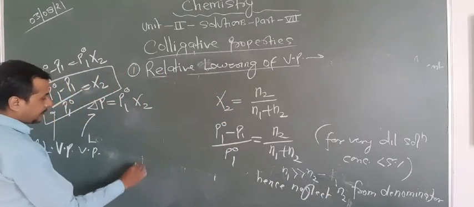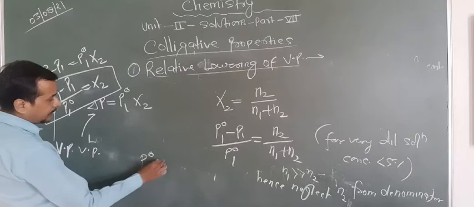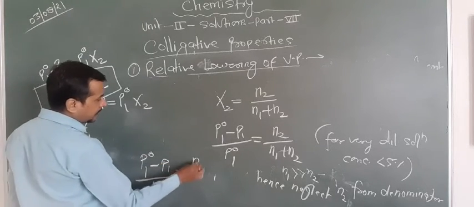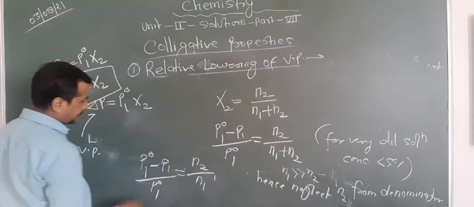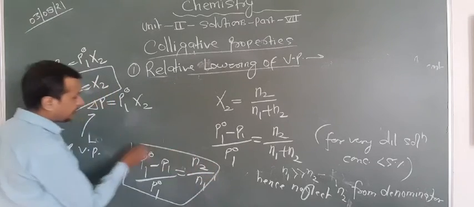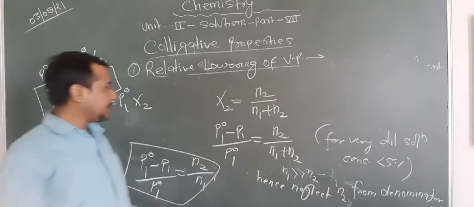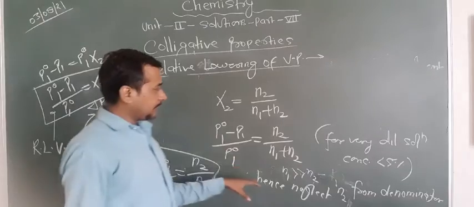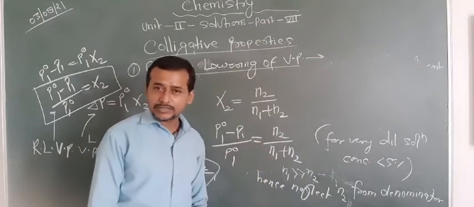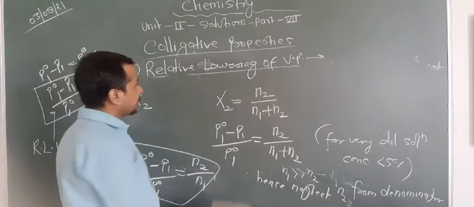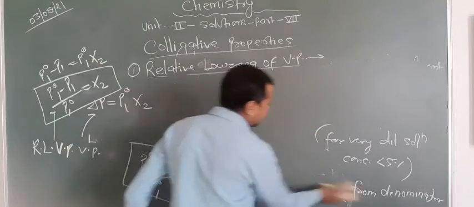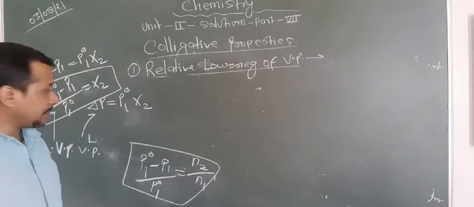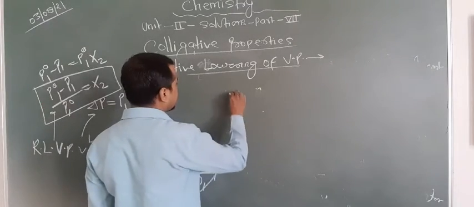So now we get one more formula: P naught 1 minus P1 divided by P naught 1 equal to N2 divided by N1. So in terms of number of moles, we can use this formula. In terms of mole fraction, we can use the earlier formula. Now one more thing you know: the number of moles of solute or solvent also depends upon mass divided by molar mass. So we can use the formula like this also.